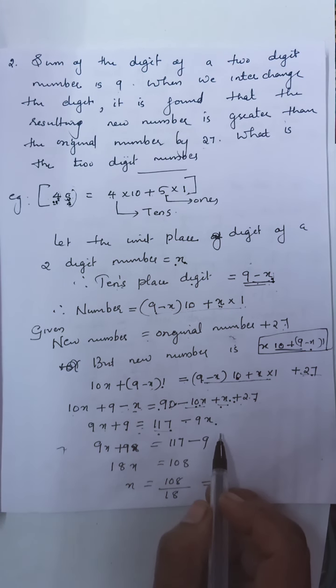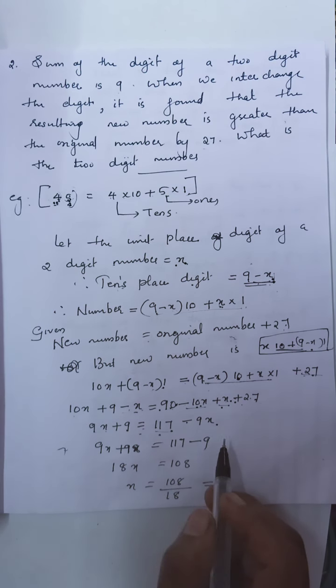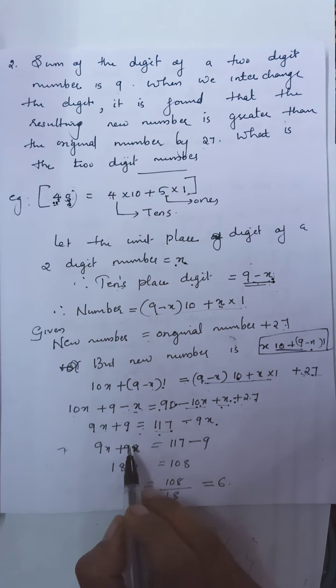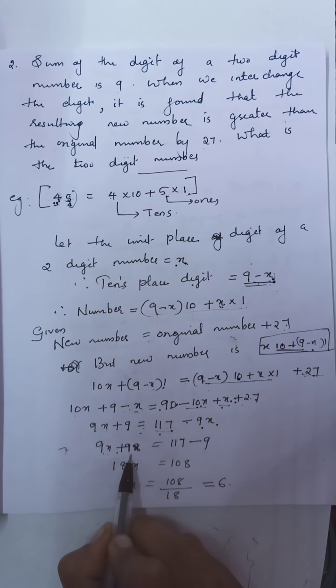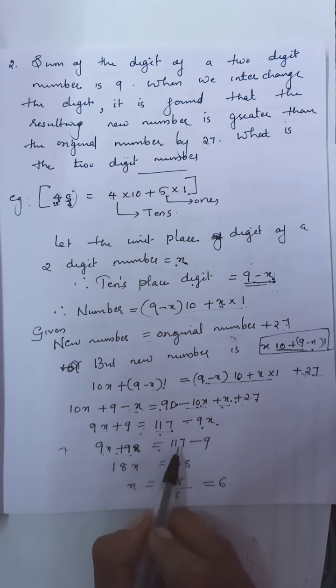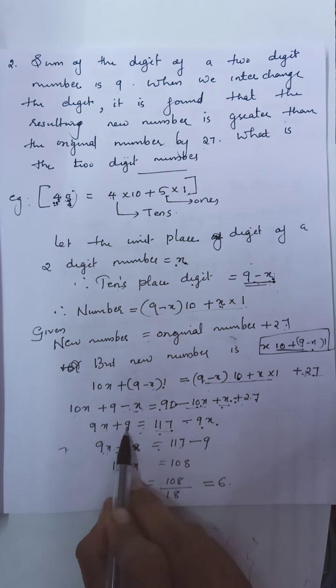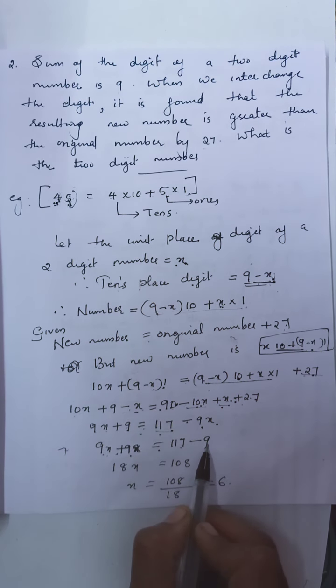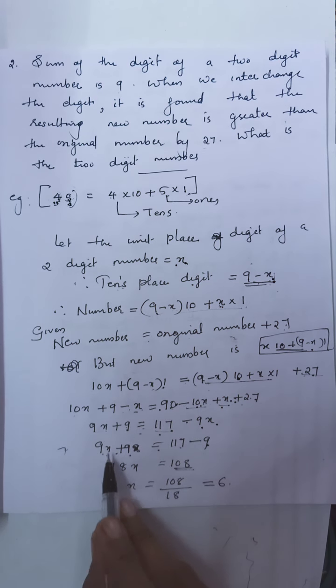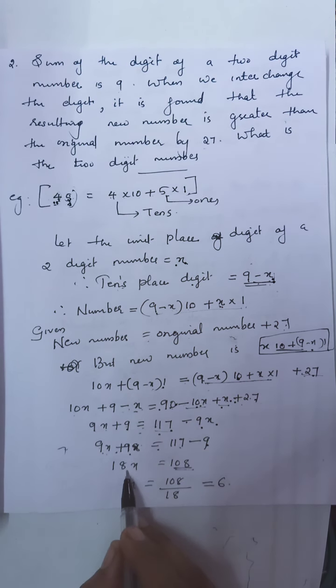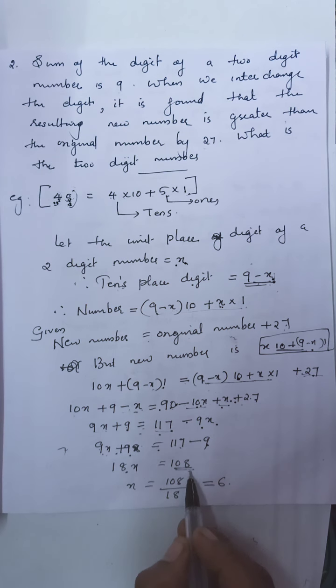Then you know how to solve a linear equation. Take all the terms containing the variable to the LHS and numbers to the other side. So we have 9x on the LHS. Take this minus 9x also to the LHS. 9x plus 9x is equal to 117. Take that plus 9 to the right side, it becomes 117 minus 9. So it is 108. So 9x plus 9x is 18x. 18x is equal to 108.